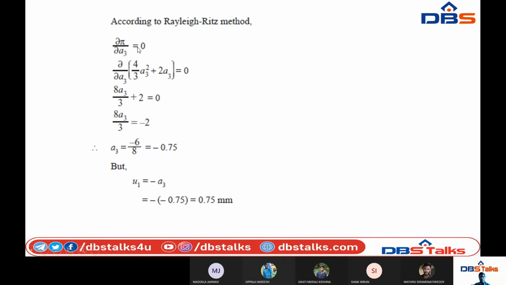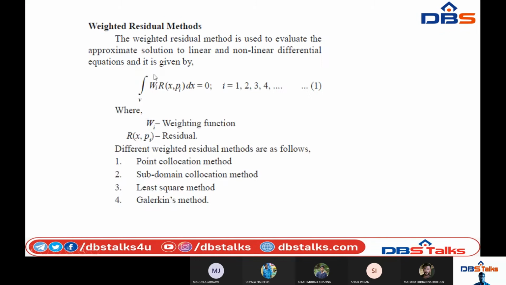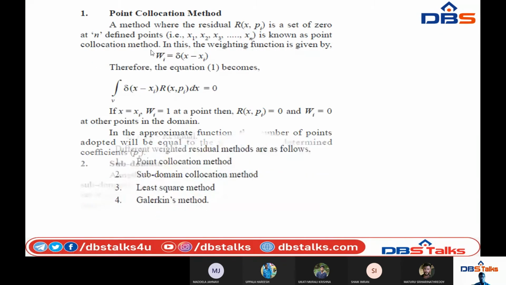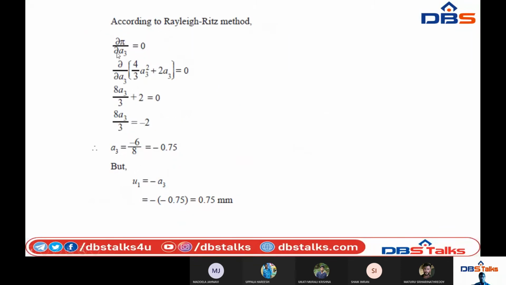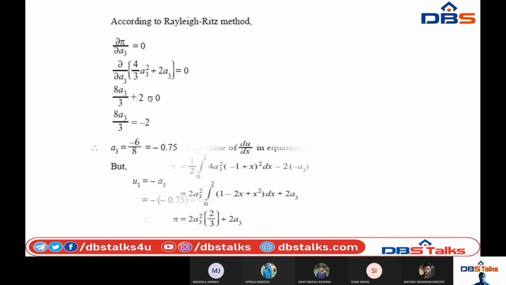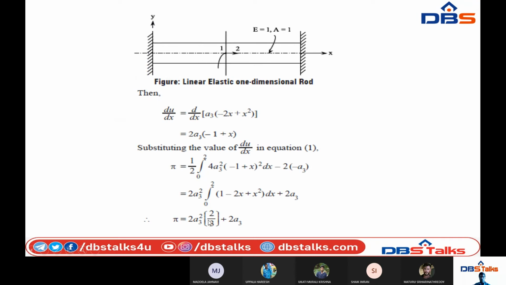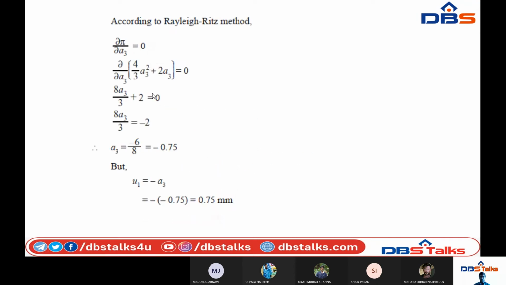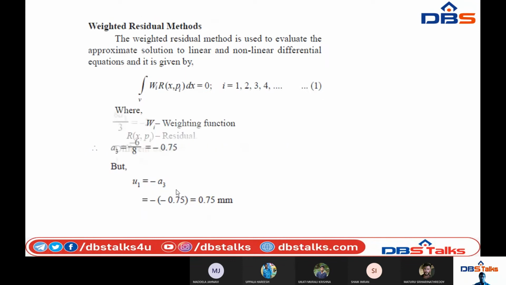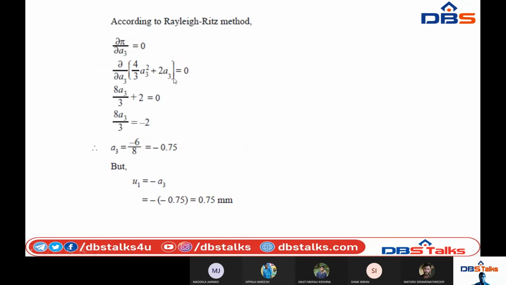According to the Rayleigh method, we know that dou pi by dou ci. In this, the coefficient will be a3. Dou pi by dou a3 equals 0. Differentiating pi, which is 2a3 square into 2 by 3 plus 2a3, after differentiating it will be 4 by 3 a3 plus 2, equal to 0.